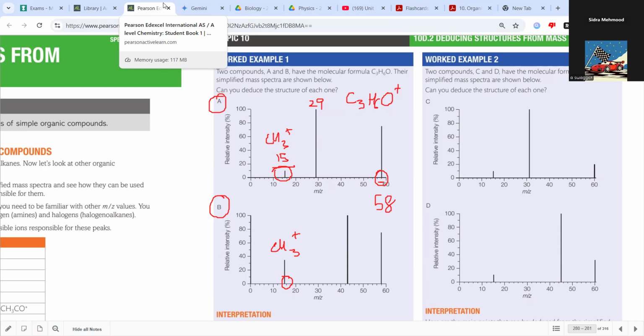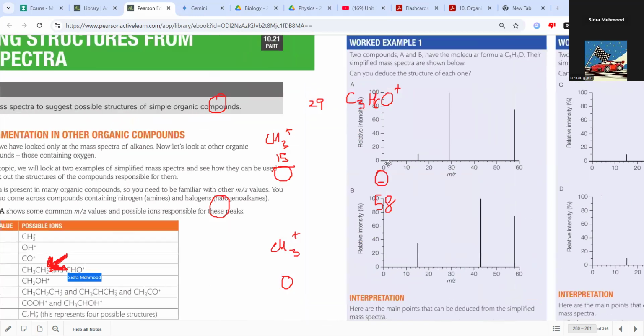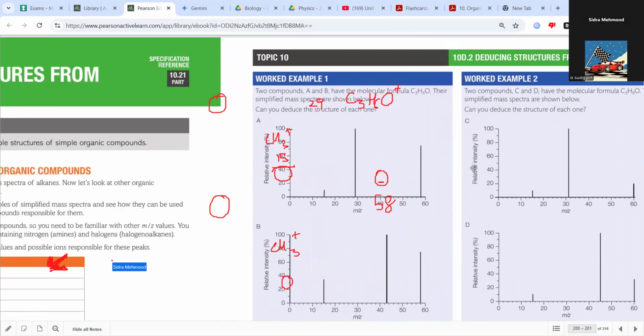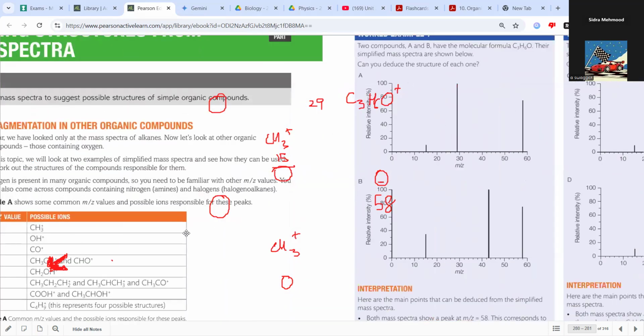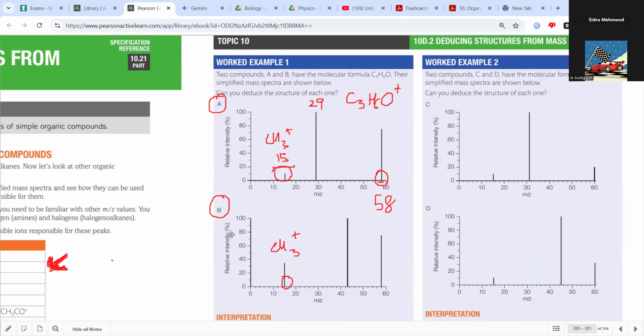Okay. So at 29, see the table. At 29, which functional group is present? The 29 peak, go towards this table. You can just scroll sideways and you'll get it. It's a CHO. This one, 29 is this. CH3CH2 positive or CHO positive. Yeah, CHO positive. So 29 is due to CH3CH2 positive, or CHO positive.